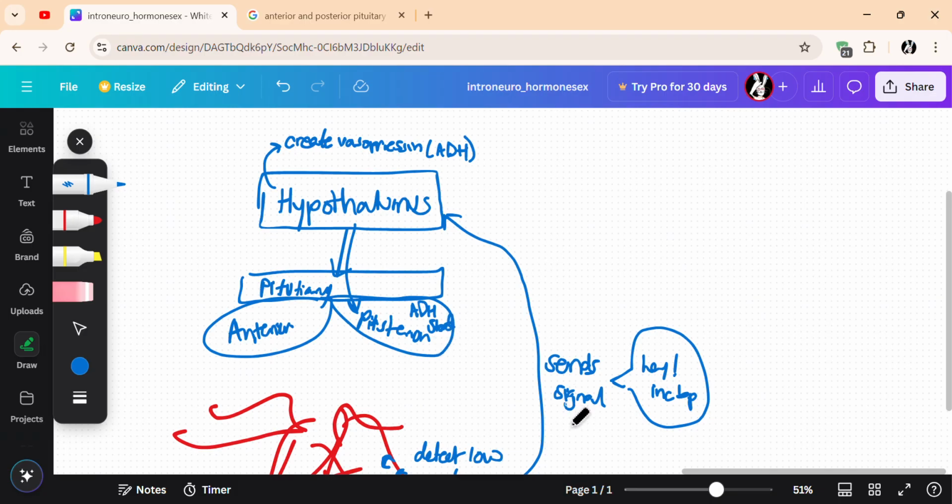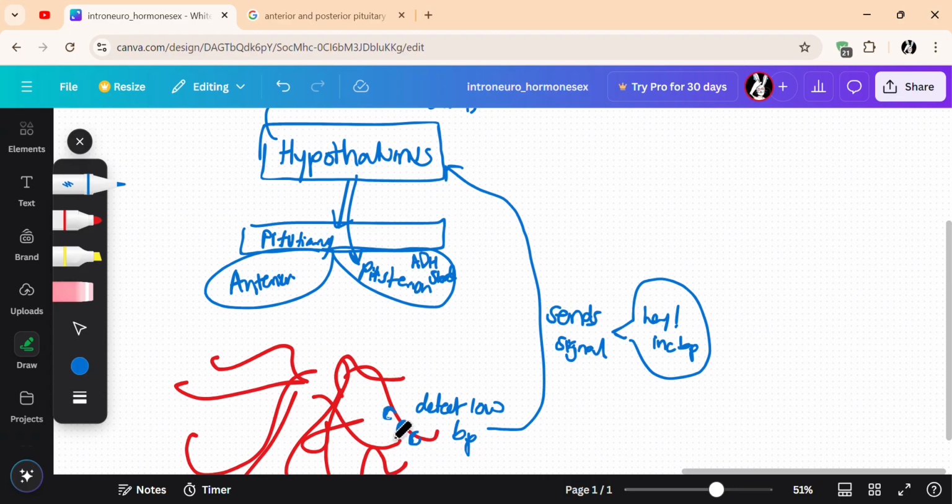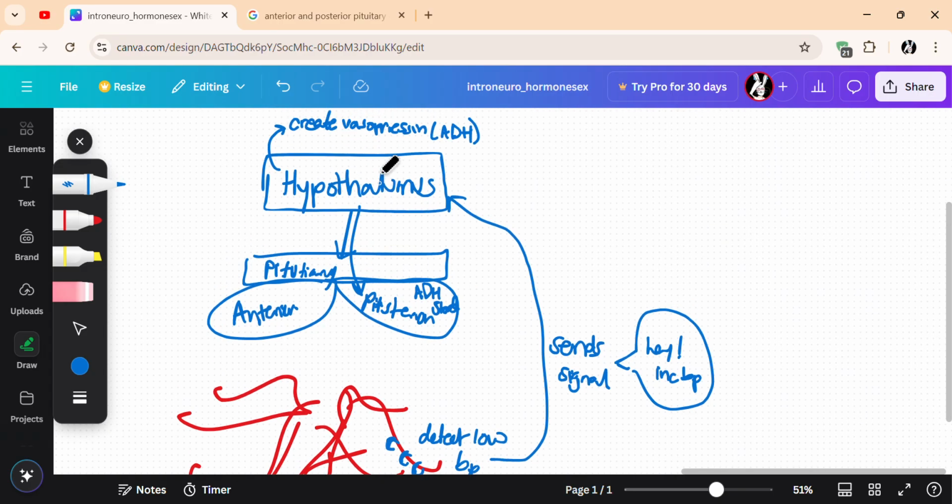So what actually happens is this baroreceptor hanging out on the blood vessels detects low blood pressure and sends a signal to the hypothalamus. The hypothalamus then knows, hey, I need to talk to the posterior pituitary to release vasopressin. And the hypothalamus is also in charge of creating the vasopressin. So it talks to the posterior pituitary, and then it will take the next step in changing the blood pressure.